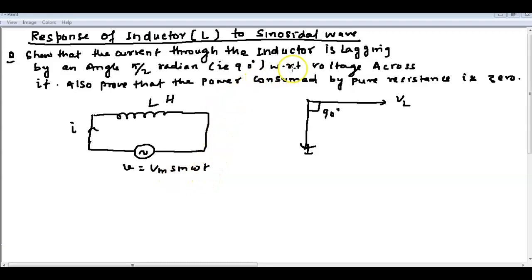So you have to show that the current and voltage differ by 90 degrees, with the current lagging. This will be the voltage of the coil L, so the current will be 90 degrees different. That is what we have to show.